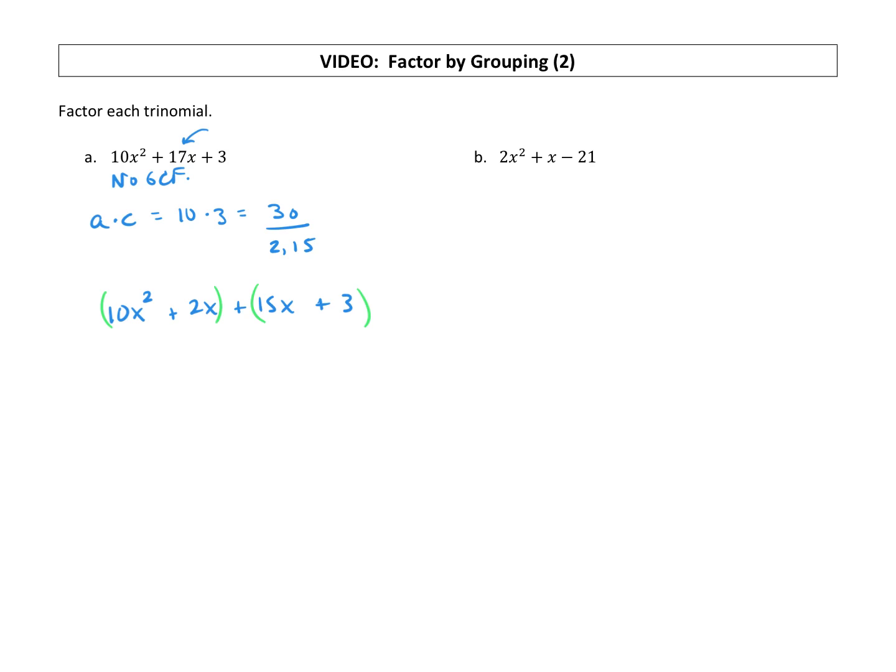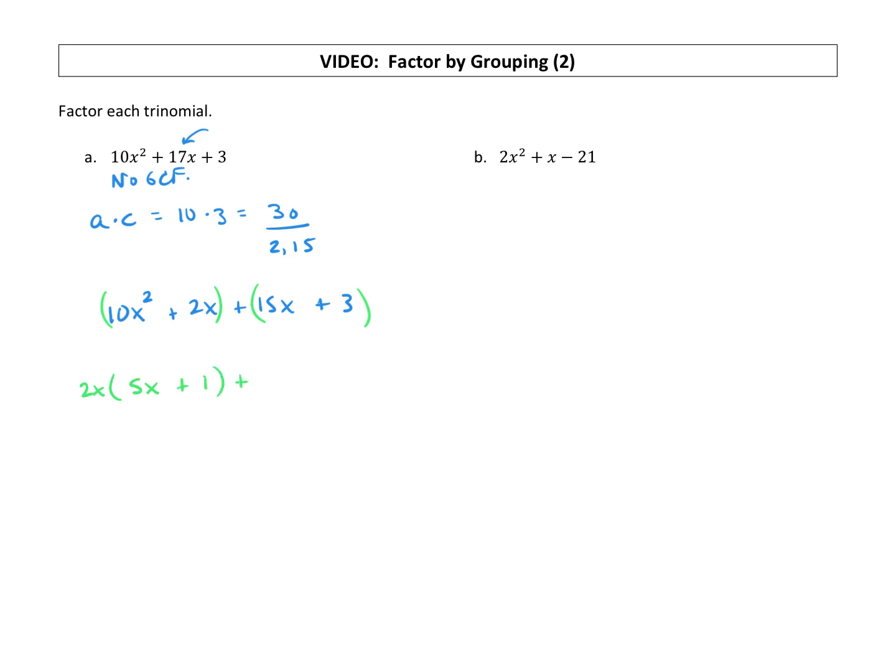And now we're looking for a GCF for each binomial. So this is the part where we're grouping. This is how it gets its name. So a GCF of 10x squared plus 2x is 2x. If you factor a 2x out of 10x squared, you get 5x. When you factor a 2x out of 2x, you're left with a positive 1.